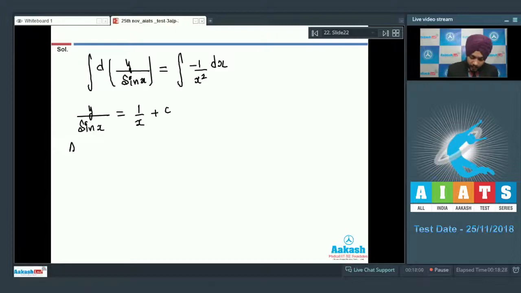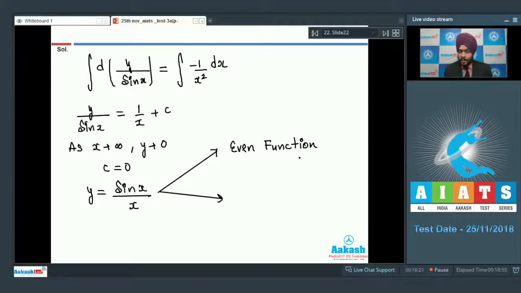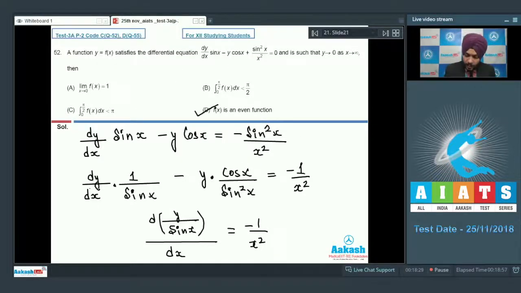As x tends to infinity, y tends to 0. 0 upon a finite quantity is 0. 1 upon infinity is 0. So c is 0. If c is 0, y comes out to be a very simple function, sin x upon x. Let us have some comments on this function. It is an even function always, because one negative sign comes out of sin x, one negative sign comes out of x. So even function, that means option number D.